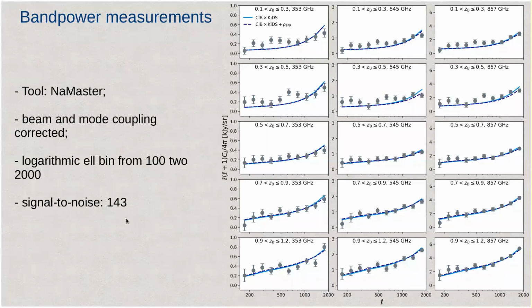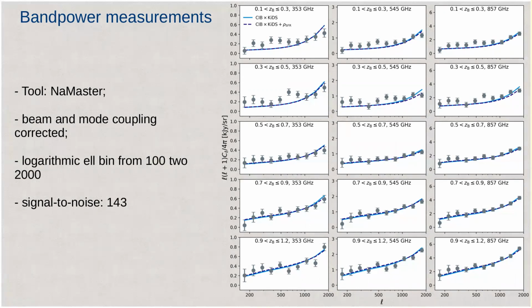So here is our cross correlation measurement. We have 5 tomographic bins and 3 CIB maps, so in total we have 15 cross correlations. We use a tool called NaMaster to correct the bin and mode coupling due to the mask, and we measure the cross correlation from l equals 100 to 2000. We get a pretty high signal to noise, which is 143.